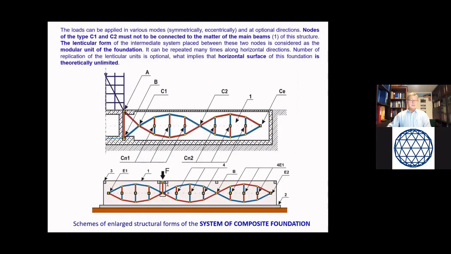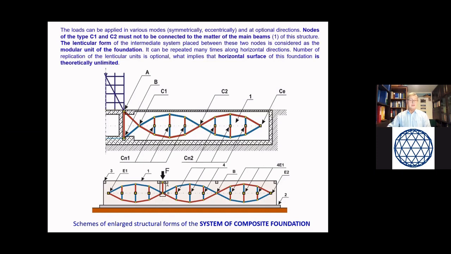The loads can be applied in various symmetrical or eccentrical ways. Nodes of the type C1 and C2 mustn't be connected to the main beams of the structure. The lenticular form of the intermediate system placed between these two nodes is considered the modular unit of the foundation. It can be repeated many times along the horizontal direction.